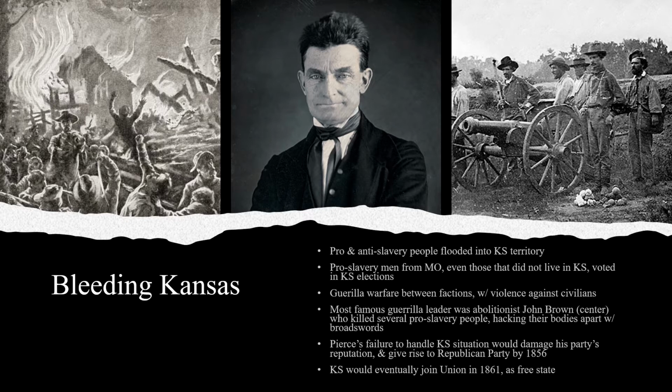Kansas eventually joined the Union in January of 1861, but did so as a free state. Pierce's giving in to the pro-slavery interests in Kansas also damaged his reputation among northern anti-slavery people, both outside and within the Democratic Party. In 1854, Pierce's stock in the eyes of abolitionists would fall even further.